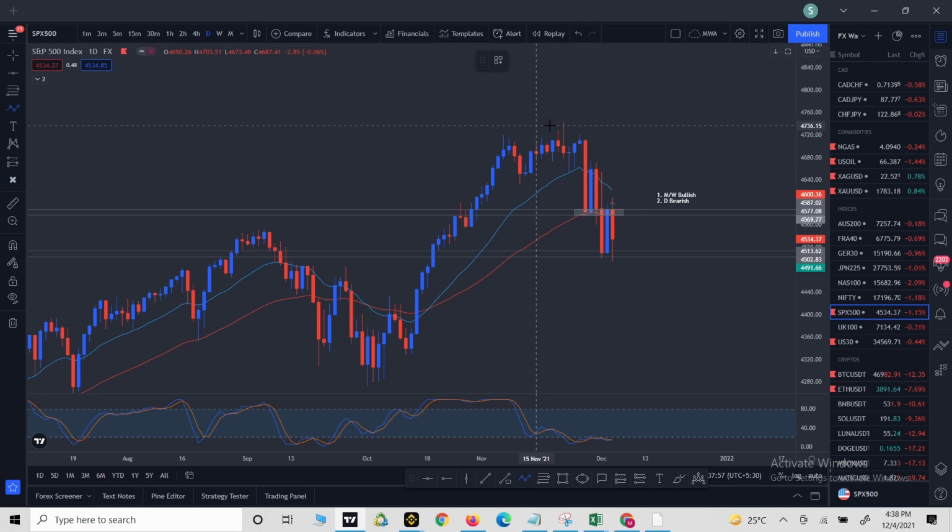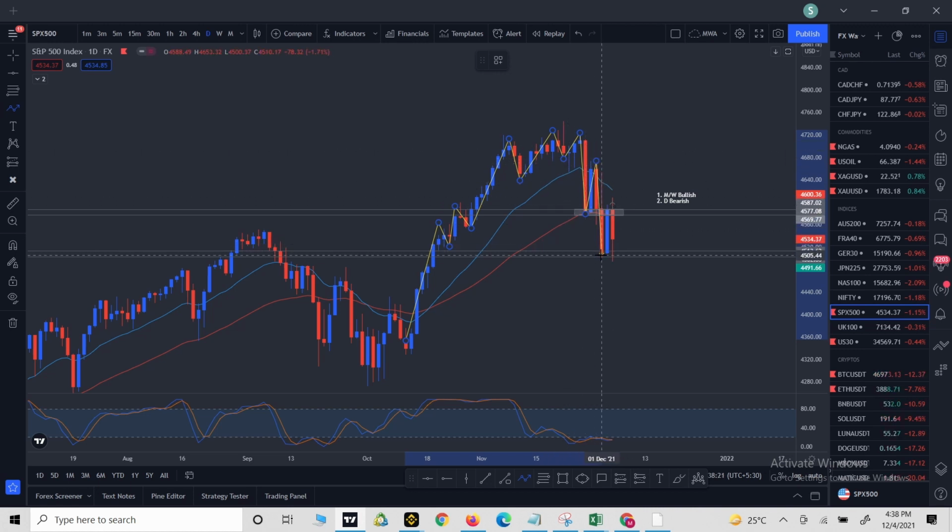S&P 500, starting from here, we were doing high, high, high, low, high, high, high, low, high, high, high, low, high, high, high, low, and this was kind of a double top. Then the price broke and closed below the neckline of the double top. So we made a lower low and lower high. That's the retest of this neckline of the double top.